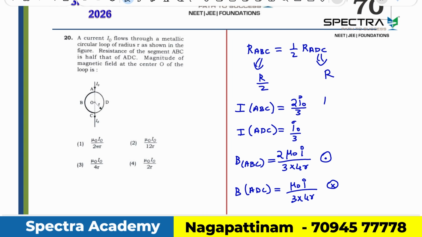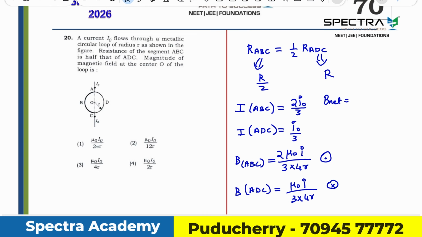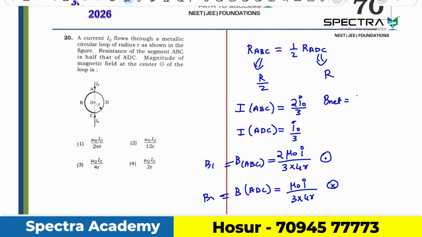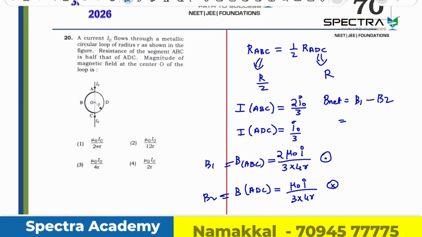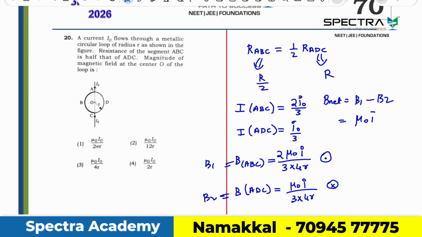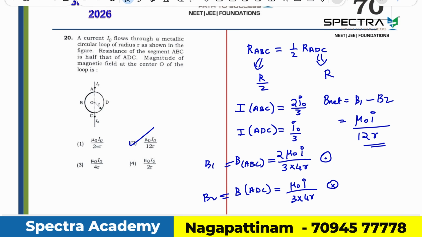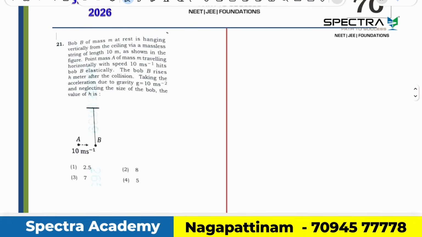So what will be the net magnetic field? Both are in opposite direction. If I call this B1 and this B2, it will be simply B1 minus B2, isn't it? If you subtract, you will get mu naught I by 12r. So mu naught I by 12r. So what is the option? Option 2.